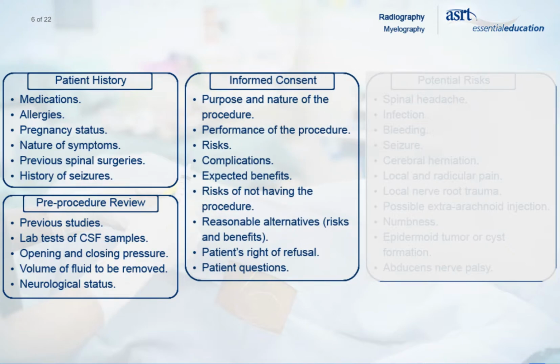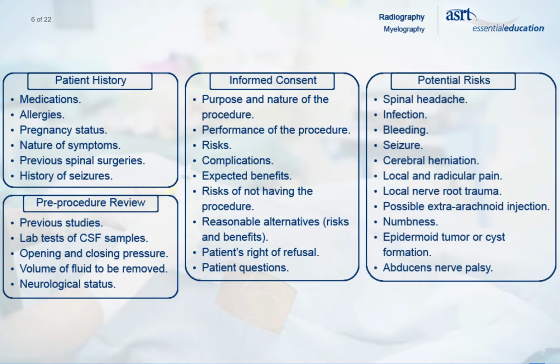Informed consent must be obtained from the patient or surrogate before the procedure, and should include the purpose and nature of the procedure, the performance of the procedure, the risks, complications, and expected benefits of the procedure, the risks of not accepting the procedure, any reasonable alternatives to the procedure, and the most likely risks and benefits of those alternatives, and the patient's right to refuse the procedure. Patients should have the opportunity to ask questions, and all of their questions must be answered.